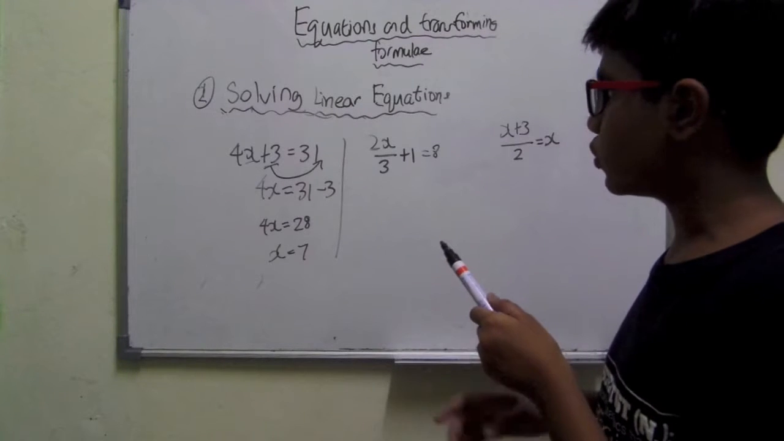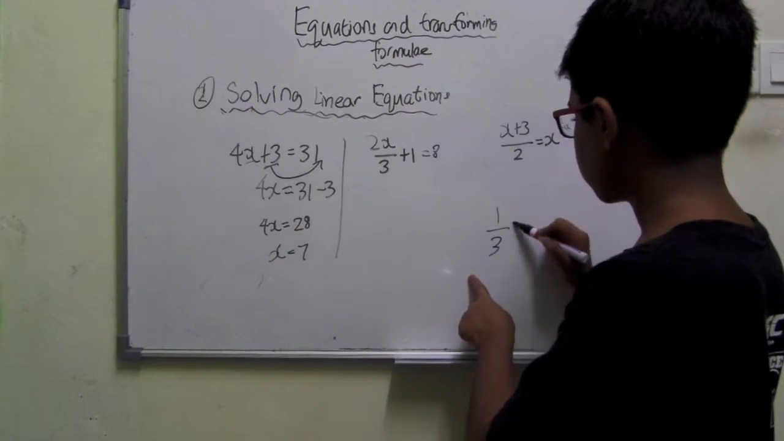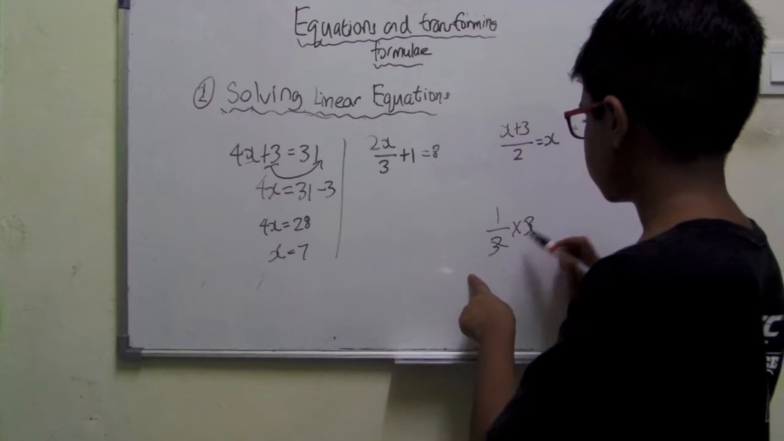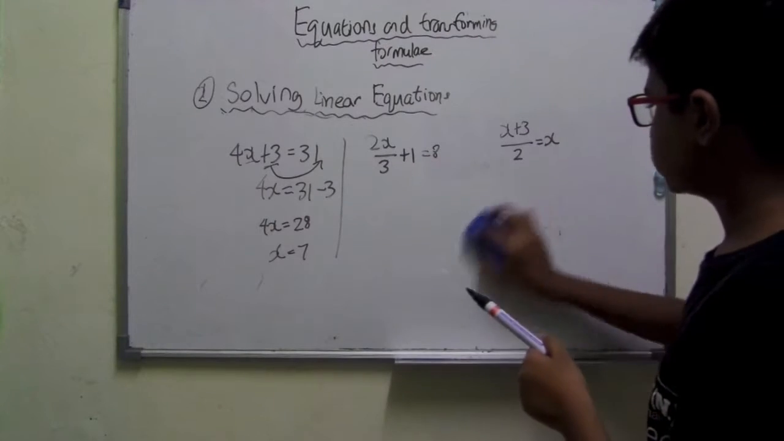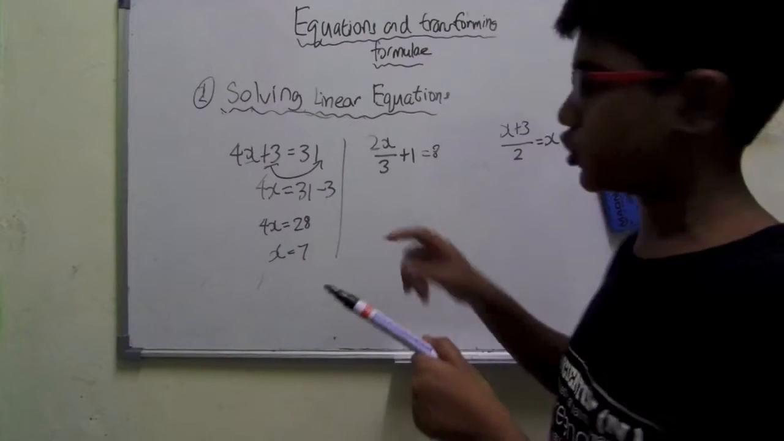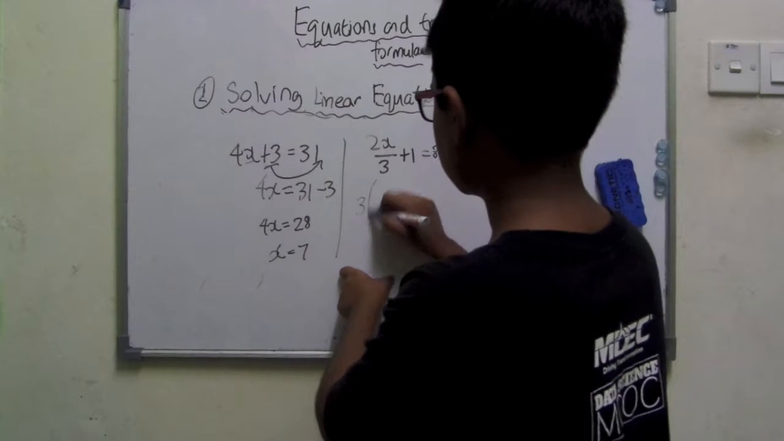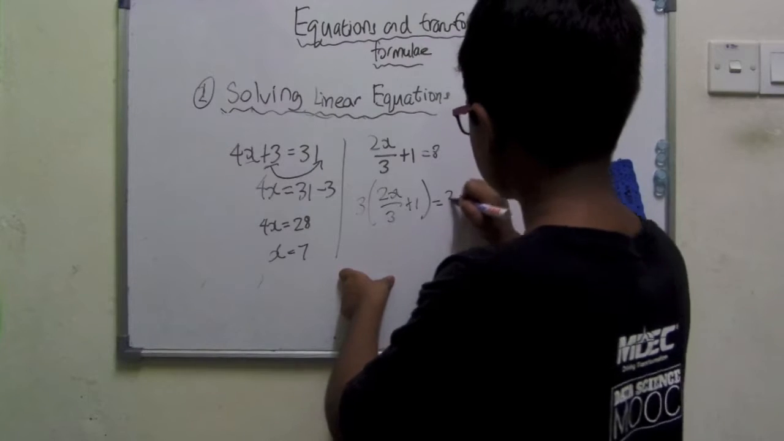So what you have to do is, let's say when you have 1 over 3 times 3, the 3 cancels out, making it 1. That's exactly what we're going to be doing here. We're going to be multiplying both sides by 3 to get rid of the fraction. So 3 times 2x plus 3 plus 1, and 3 times 8.